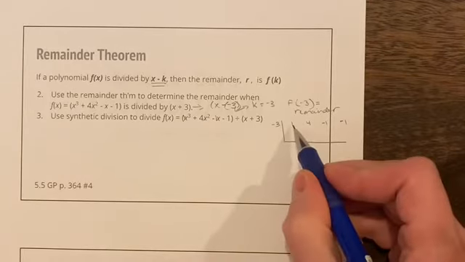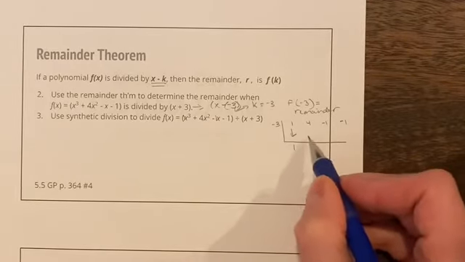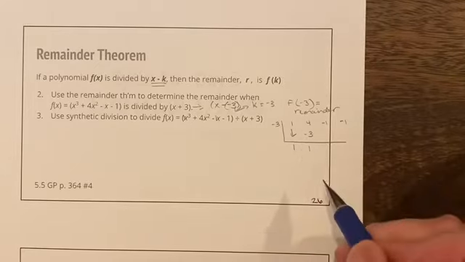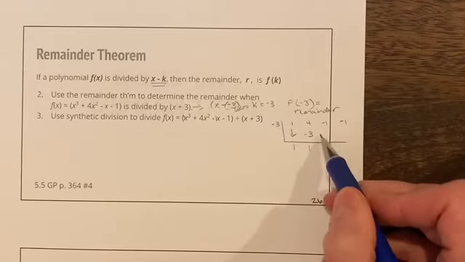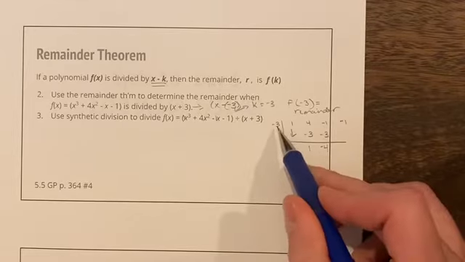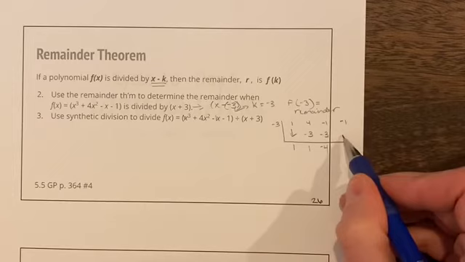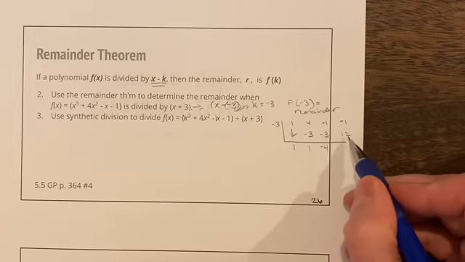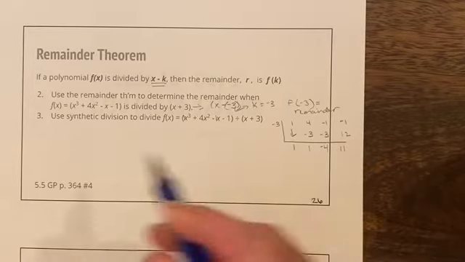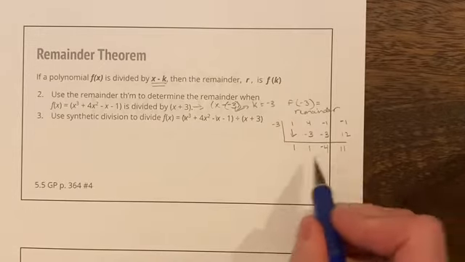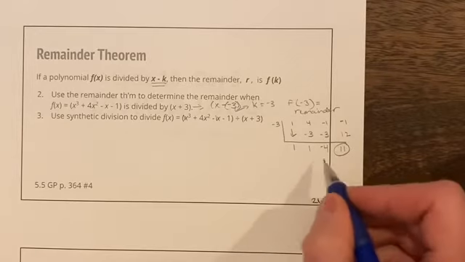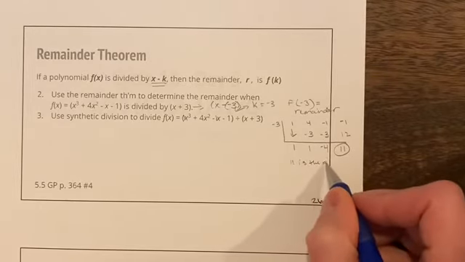So let's find the remainder. We're going to drop down the 1. Negative 3 times 1 is negative 3. 4 plus a negative 3 is going to be positive 1. Negative 3 times 1 is negative 3. Negative 1 and negative 3 is negative 4. Negative 3 and negative 4 multiply to a positive 12. Negative 1 plus 12 is going to be 11. So this is what we can do to find the remainder. The remainder is definitely going to be 11. So 11 is the remainder.